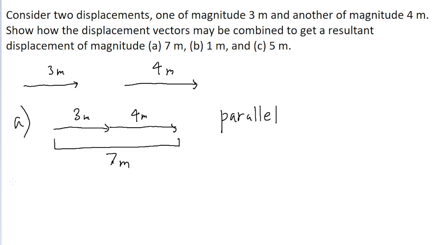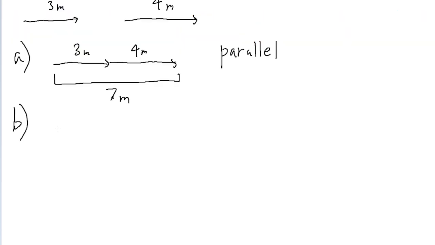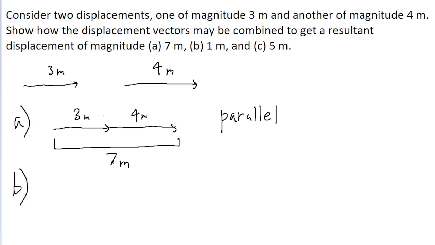Now part B asks us to think about how the vectors must be arranged to give us a resultant magnitude of 1 meter. Note that this is smaller than both of the individual components, so our two starting vectors should be canceling each other out in some way. And once again, if you think about it, there's really only one arrangement here that actually makes sense. We're looking for a resultant magnitude of 1, and our starting components are 3 and 4. 4 minus 3 is equal to 1.